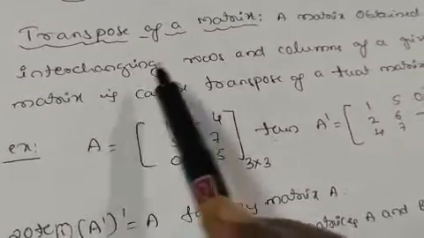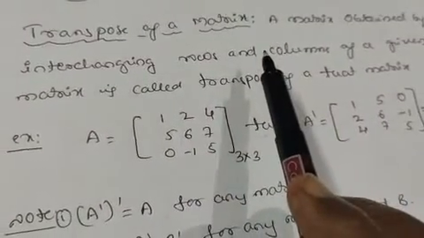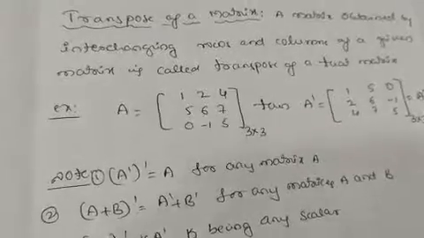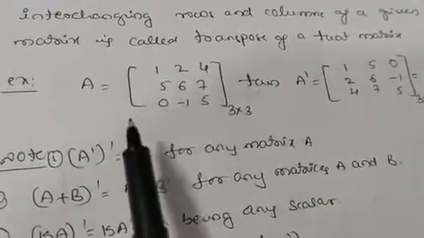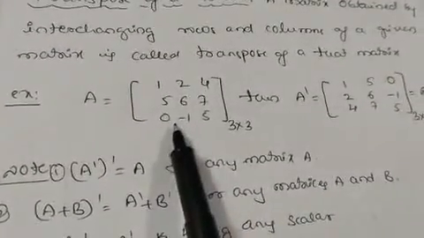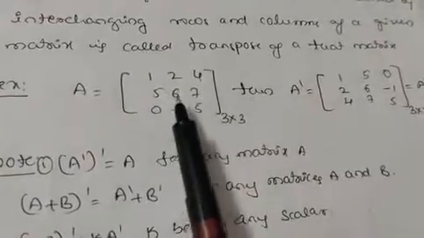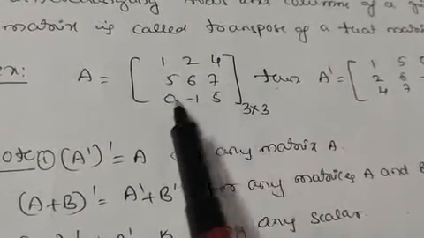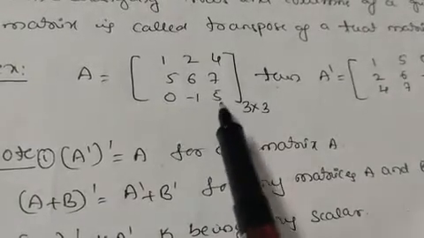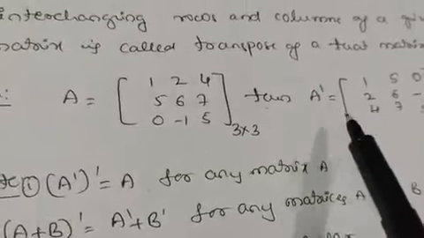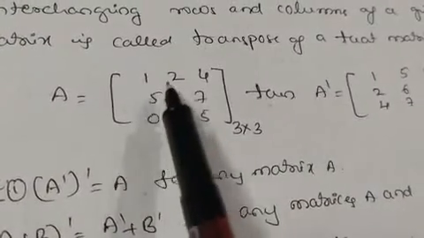Next is the transpose of a matrix. Transpose of a matrix means what? It is very easy. The transpose of a matrix is just obtained by interchanging rows and columns. Suppose we have A equal to this 3 by 3 matrix: first row 1, 2, 4, second row 5, 6, 7, third row 0, minus 1, 5. Then its transpose, denoted by A dash, is obtained by interchanging rows and columns.